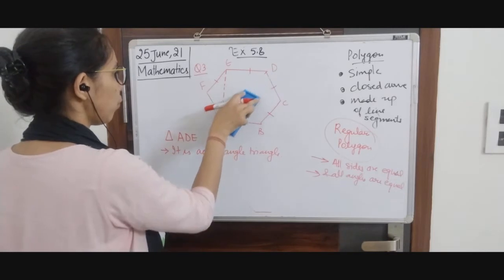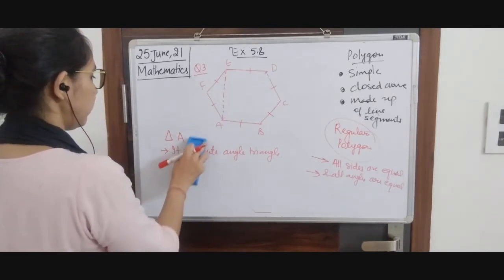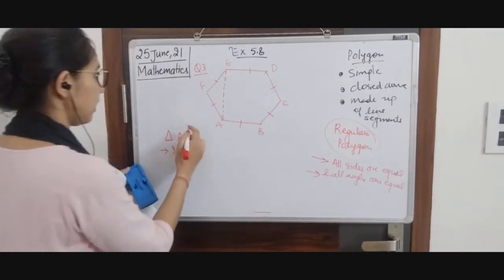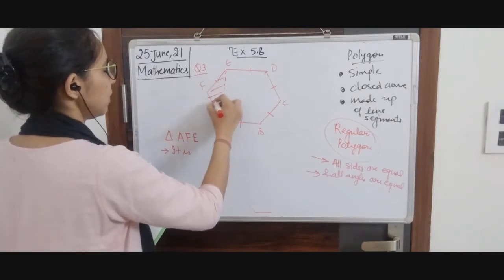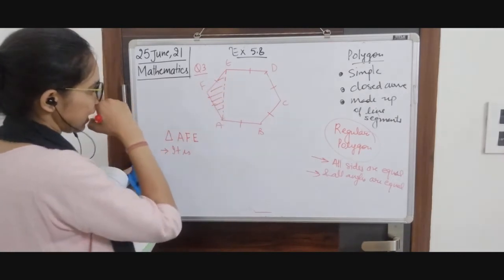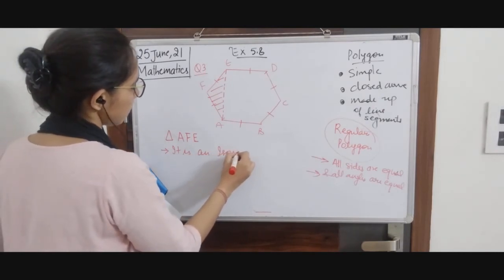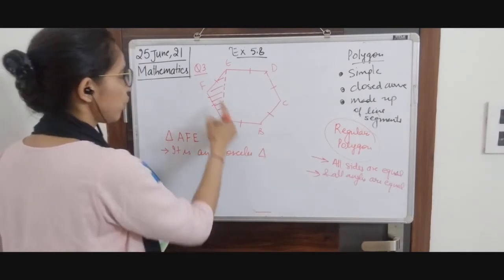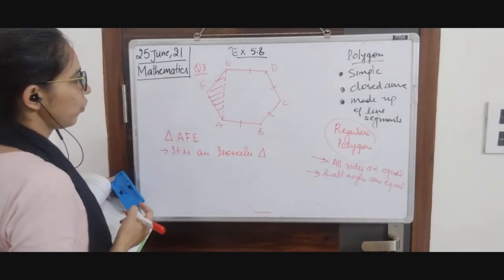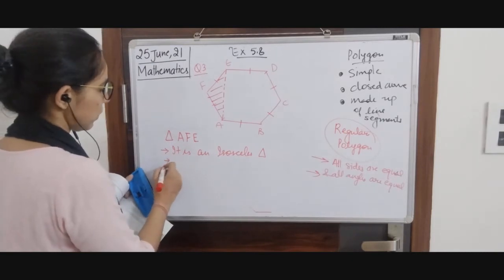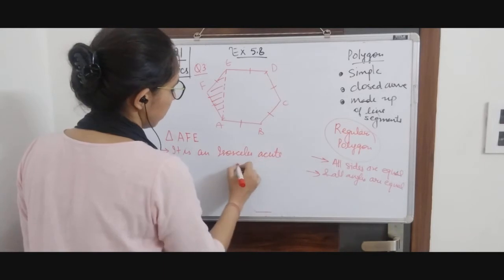Suppose you don't want this side, you want AEF. So what kind of triangle is that? AFE, which is AEF. This triangle. It is an isosceles triangle. Why? Because two sides are equal. And it is also an acute angle triangle. It is an isosceles acute angle triangle. So you can write acute angled triangle.